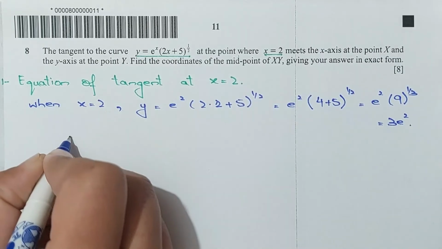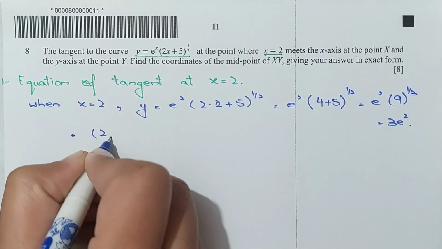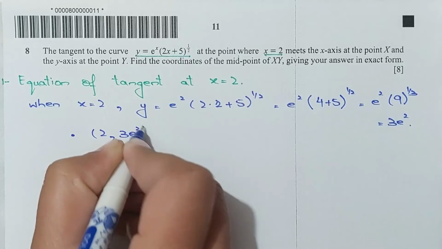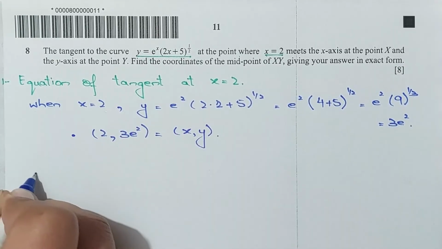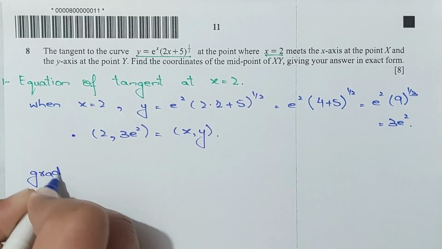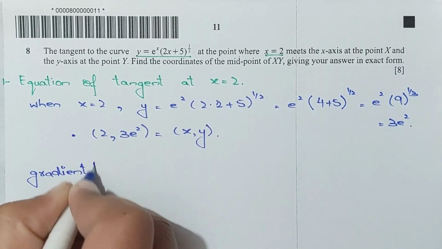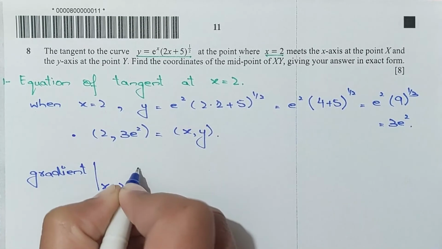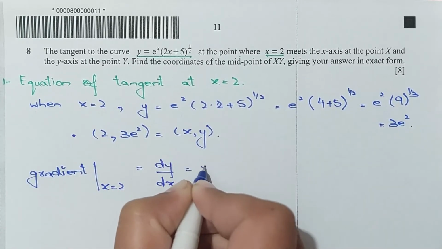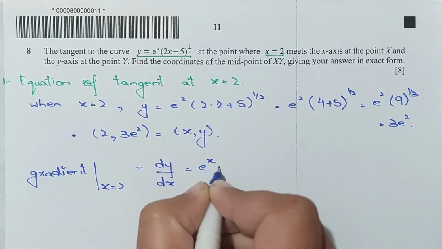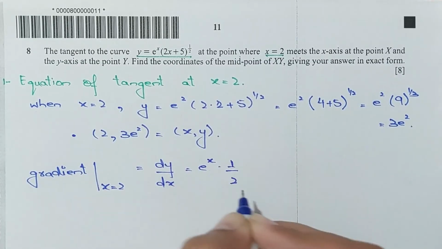And for the tangent we need the point. We have x is 2 and y is 3e square. This is my x, y. And we need the derivative as well, the gradient at x equals 2. Gradient is basically dy over dx. Applying the product rule over here. First function as it is, derivative of second function, applying the power rule.